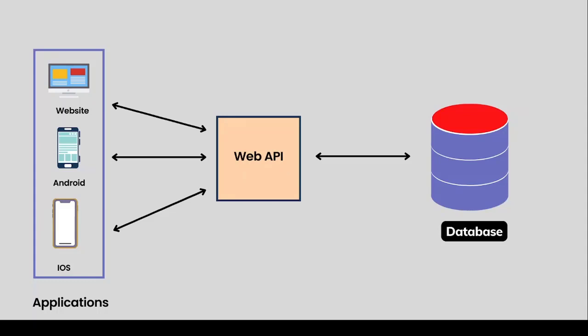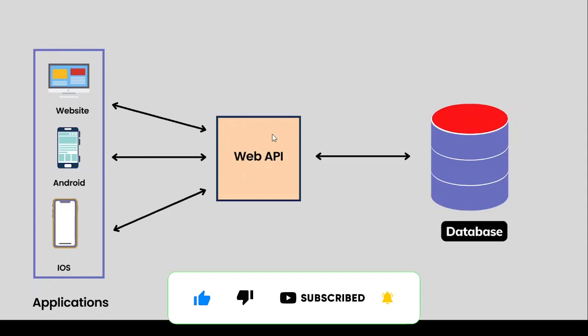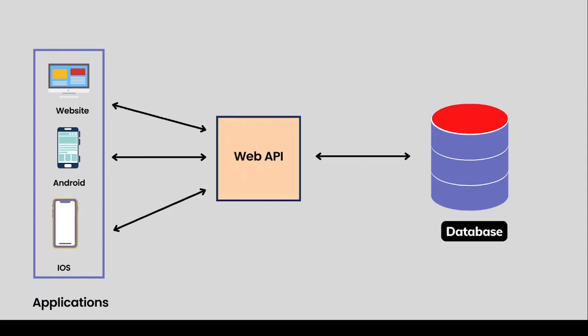So the website, Android and iOS applications do not have direct access to the database. They only need to communicate with the web API project, and it is the web API's responsibility to interact with the database, and the entire business logic will be written in the web API. So the web API acts as a mediator between the application and the database.